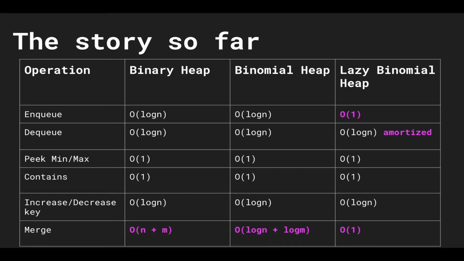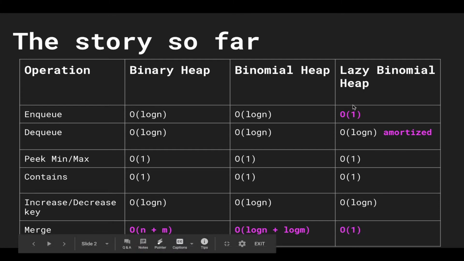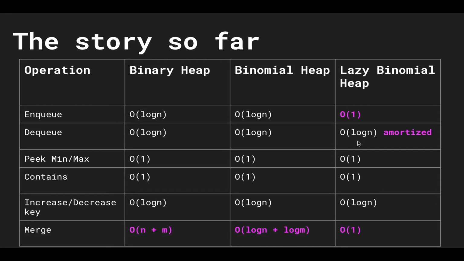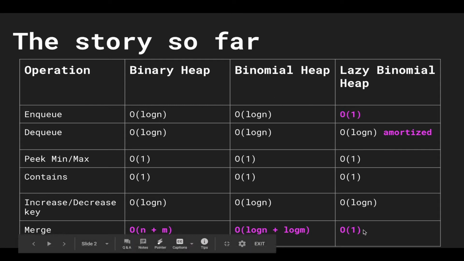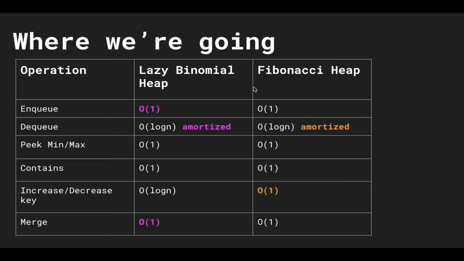But as a result, because we're being lazy with these two operations, we need to do a cleanup step somewhere. So after the dequeue operation, which is also known as extract min, we are going to do a cleanup. And if we look at this with an amortized analysis, we're still able to maintain the dequeue/extract min operation with logarithmic time. So we get these two operations, enqueue and merge, down to constant time while still maintaining the dequeue operation. And now this is where we are going with this video.